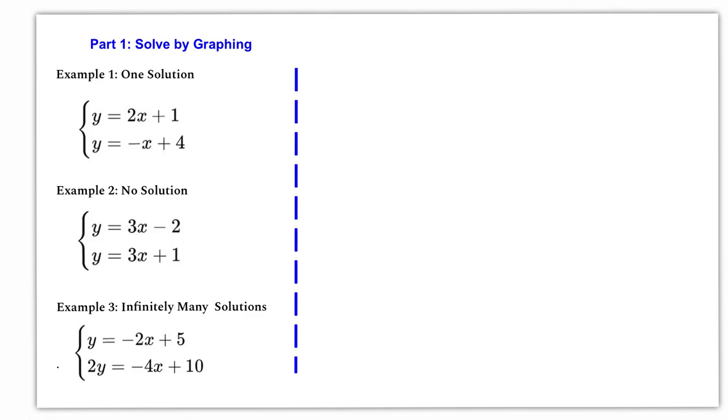Most students lose points on system of equations because they pick the wrong method to solve. Today, we'll review graphing, substitution, and elimination step by step so you're ready for your unit test.